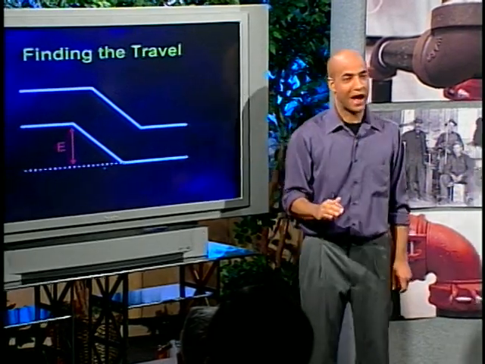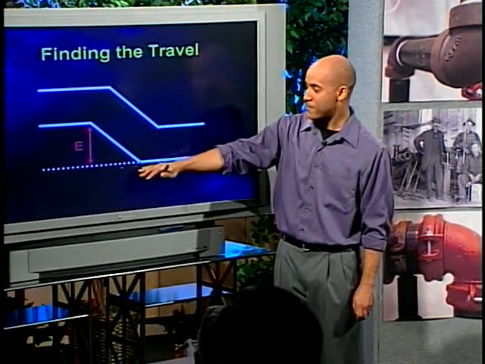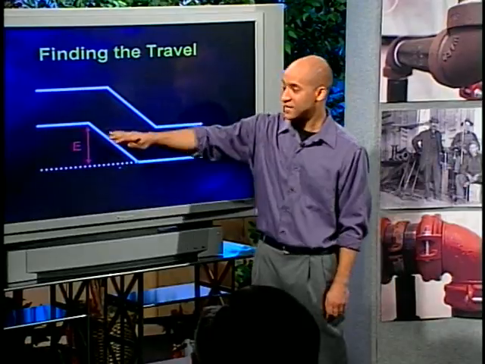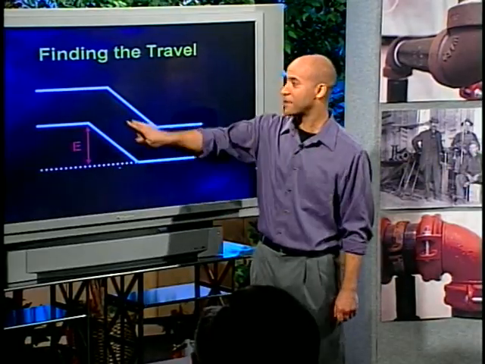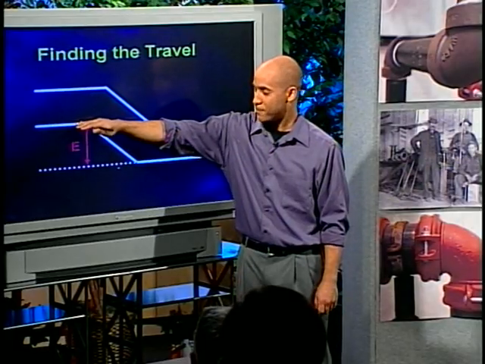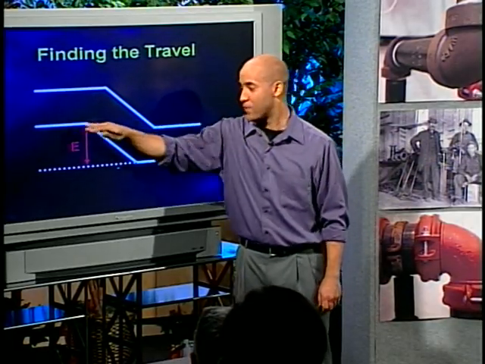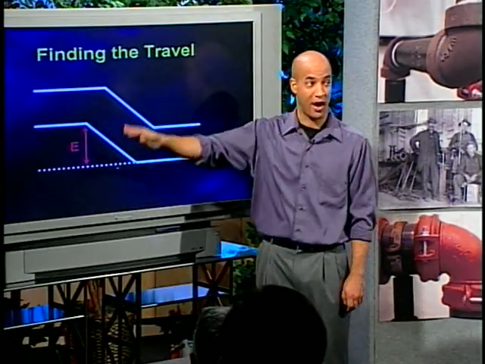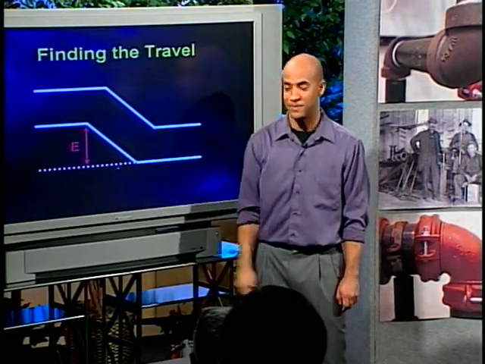In order to find that travel, we need to know how much one pipe has been offset. This is a distance that we haven't talked about yet. We've talked about how much longer one pipe has to be than the other, but we haven't talked about how much of a difference there's going to be before the run and after the run of each of the pipes. We're going to call that dimension E.